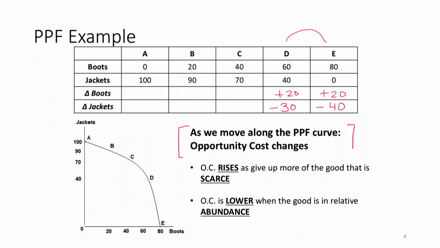On the other hand, the opportunity cost is going to be lower when the good is relatively abundant. Here, what we're talking about is moving from point A to point B. We have a lot of jackets and no boots. So to produce more boots, the opportunity cost in terms of jackets that we have to give up is relatively low, especially if we compare the movement from A to B to the movement from D to E, where here jackets are scarce, and here, jackets are abundant.